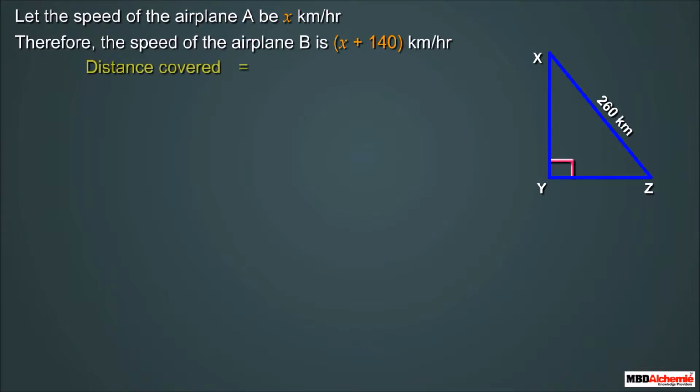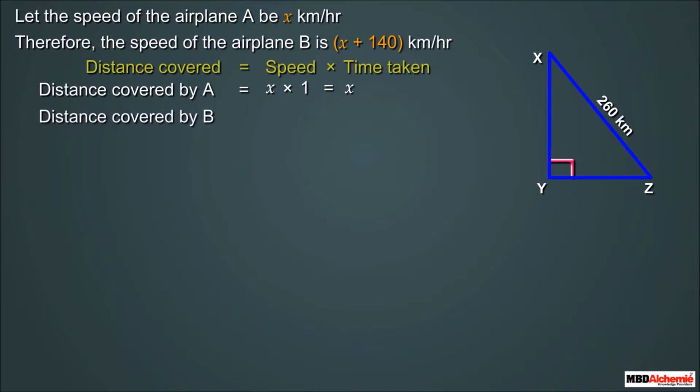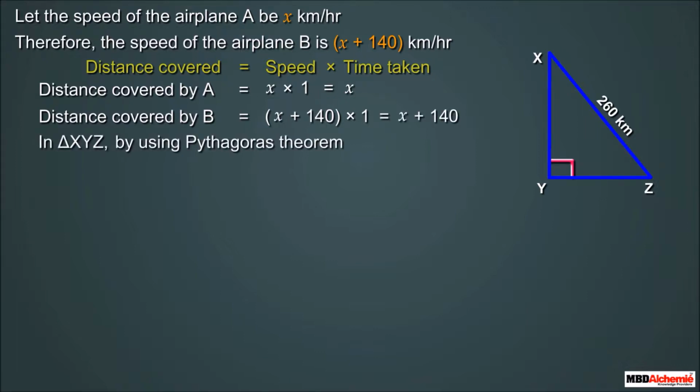As we know that the distance covered is equal to the speed into time taken. Now, the distance travelled by airplane A after an hour is x into 1. Then, the distance travelled by airplane B after an hour is x plus 140 into 1. Then, we will apply the Pythagoras theorem on this triangle for the distance travelled by the airplane. So, it becomes XZ square is equal to XY square plus YZ square, where XY and YZ are the distance travelled by the airplanes B and A respectively.